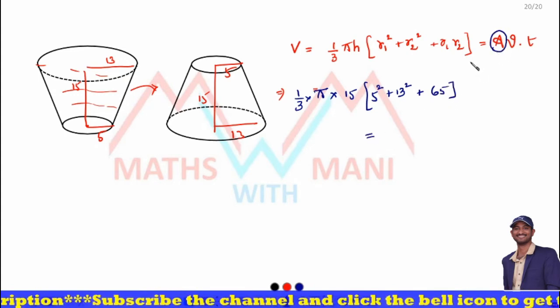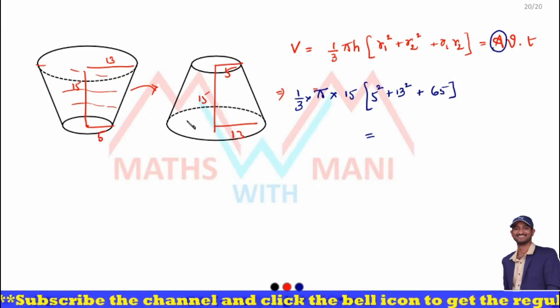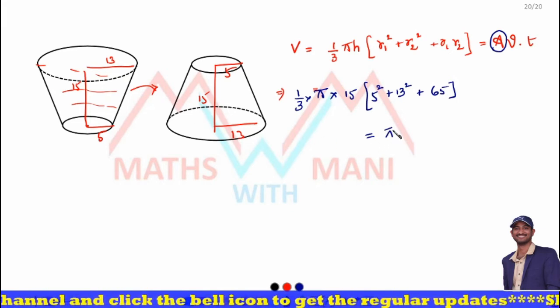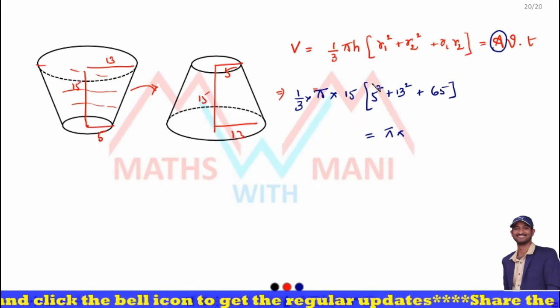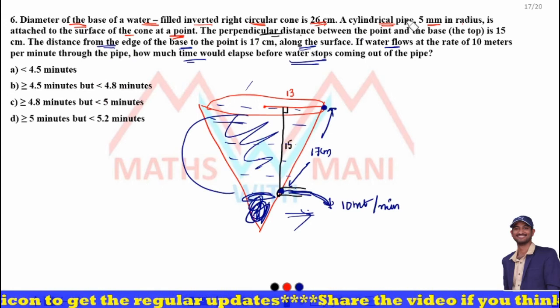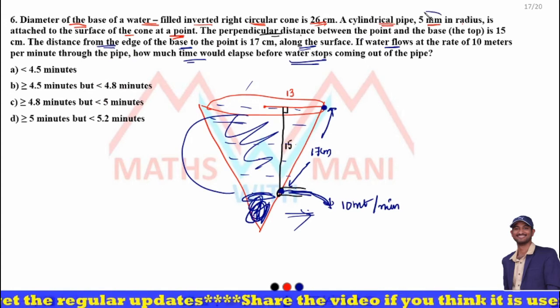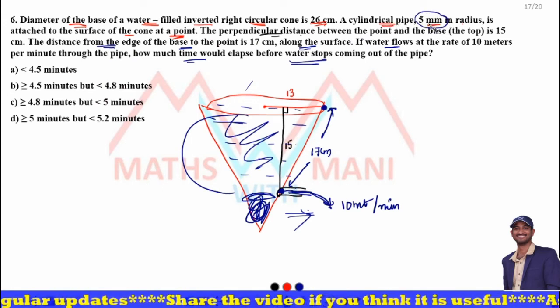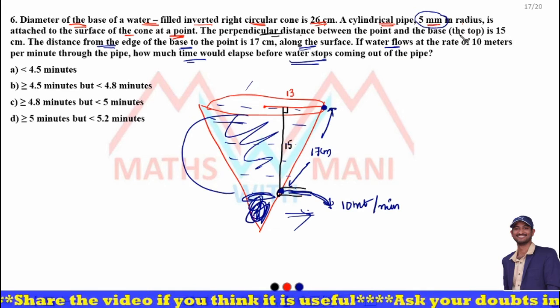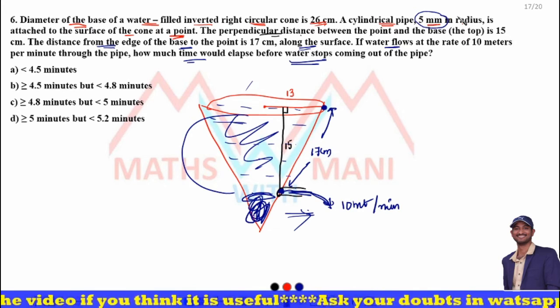This is equal to the area of the cylindrical pipe. Cylindrical pipe means what is the area of the cross section? Circular cross section, that is pi r square. Pi into r square. Please observe the dimensions here. That cylindrical pipe is 5 millimeters in radius. Okay, 5 millimeters in radius.